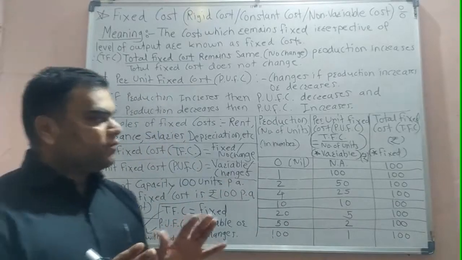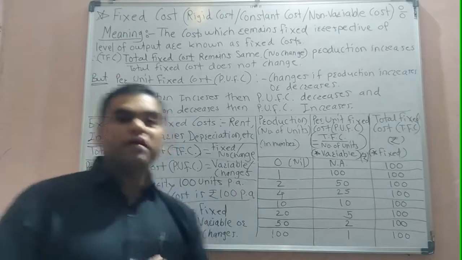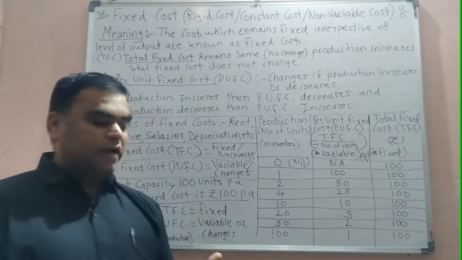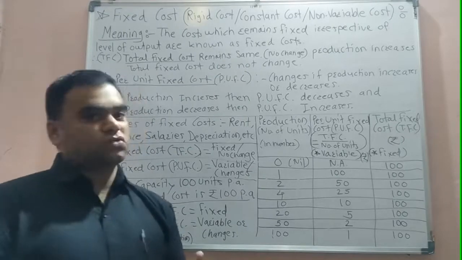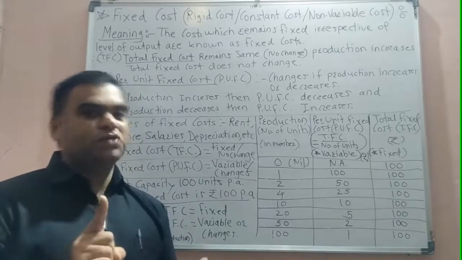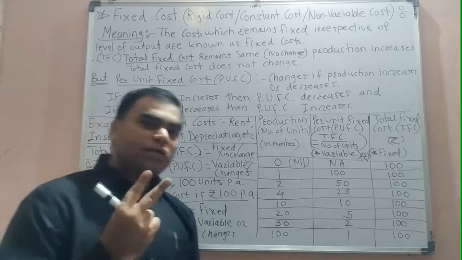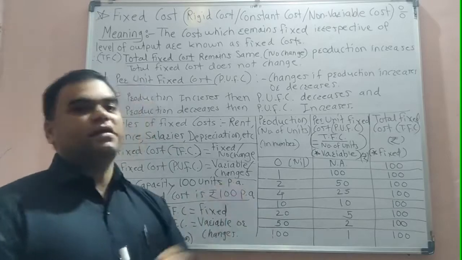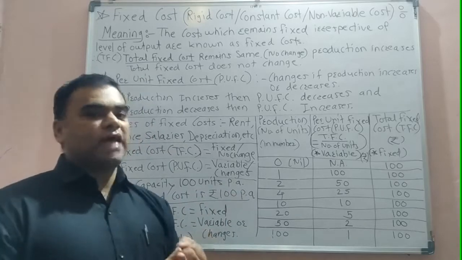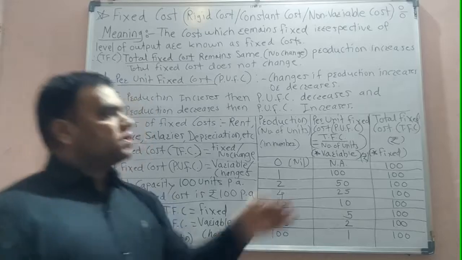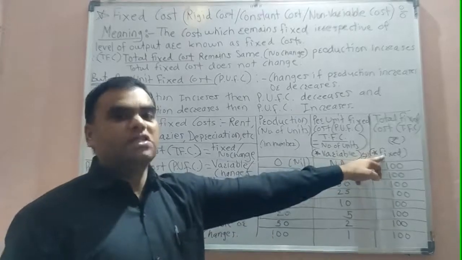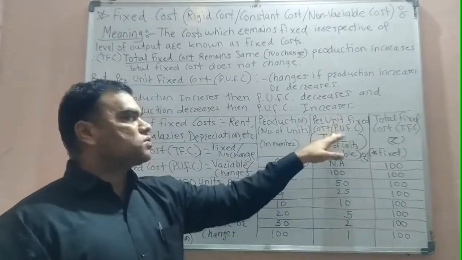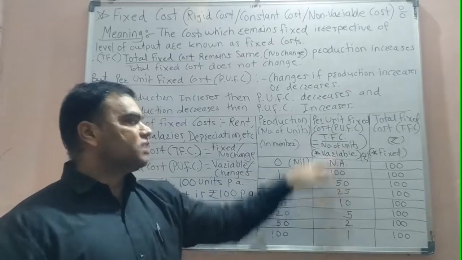So with the help of this example, today we have discussed what is meant by fixed cost and two types of fixed cost. Which are the two types? Total fixed cost and, second, per unit fixed cost. And we have also discussed the nature of variability of total fixed cost and per unit fixed cost. Total fixed cost's nature of variability is fixed. It remains fixed. It will not change. But per unit fixed cost will change. It is variable.